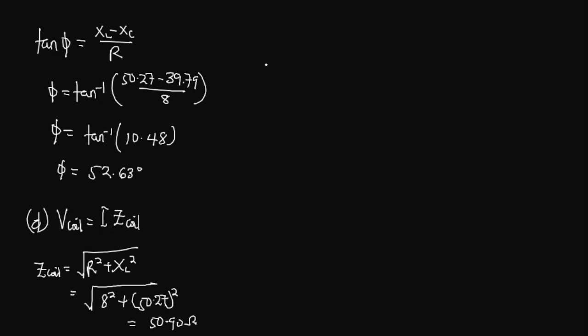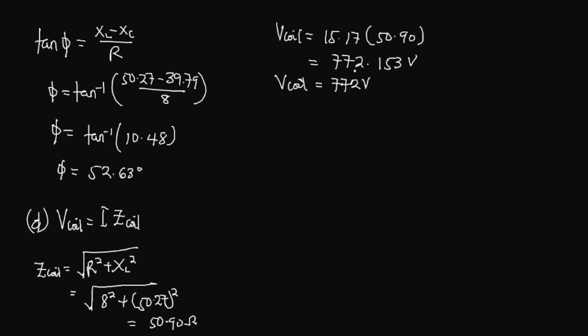So from there, we can go ahead and find the voltage of the coil. So V coil is equal to our current. We found our current earlier to be 15.17, so we multiply that by 50.90, which we obtained as Z coil over here. So our V coil is going to be 772.153 volts, which is basically equal to, to the nearest whole number, 772 volts as the voltage across the coil.